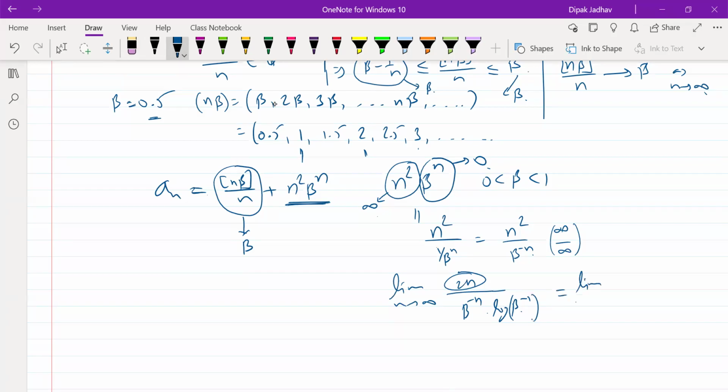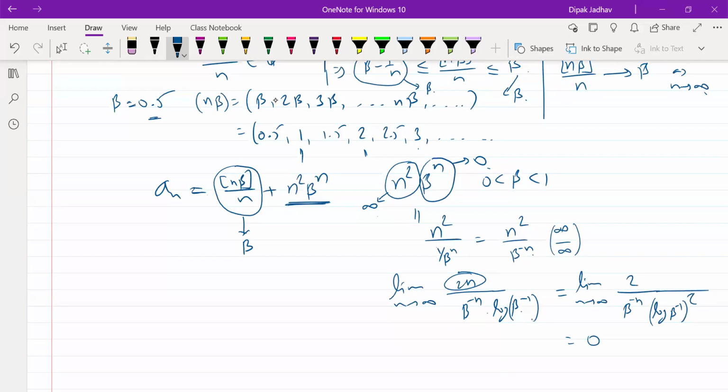Then you apply more times: 2 upon beta raised to minus n into log of beta raised to minus 1 square. And this will clearly go to 0. Is it okay?